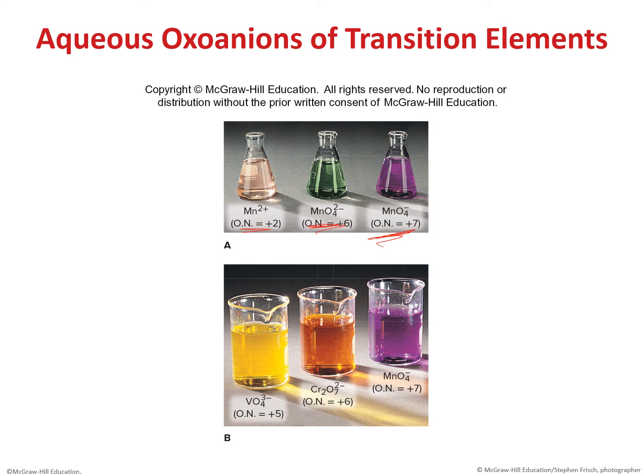Similarly, you can see right here there is V, which has an oxidation number of 5. This is Cr 6. This is Mn, again 7. Each of them has a different color. So they're very different in color, and they behave differently depending on their electronic configuration and their oxidation number.